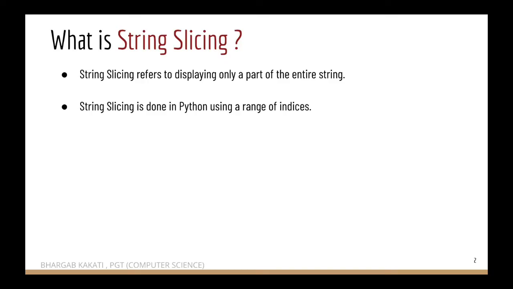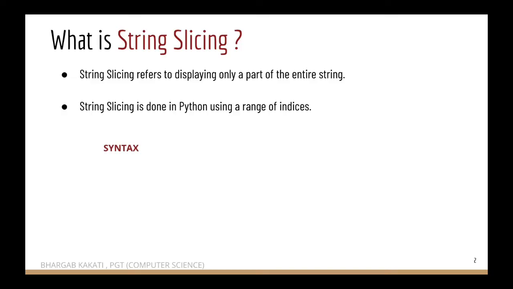Now as you already know from part 1 of this particular chapter, each character in a string has a number. That number is known as the index. So each character has a particular number, and that number is known as the index. So string slicing is done in Python by using the concept of indexes itself.